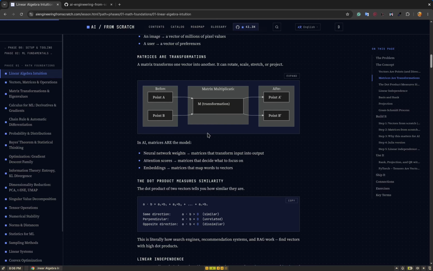Matrices are transformations. A matrix transforms one vector into another. It can rotate, scale, and stretch the magnitude. Let me just take one moment. I have something important to do.